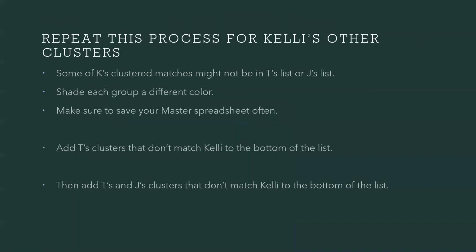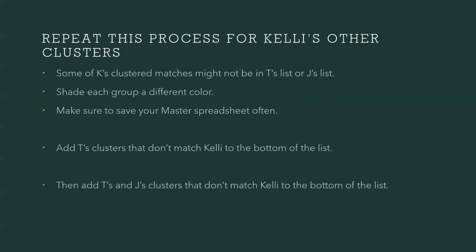So you're going to repeat this process for my other clusters. So in the master sheet, I'm going to go to my group 2. I'm going to go to my group 3. I'm going to do that same process of Control F and searching my brother and my sister's charts, and I'm going to pull them into the master sheet by cut and paste. And then I'm going to shade the group a different color until I get back to remove the duplicates and everything. Make sure you're saving often.